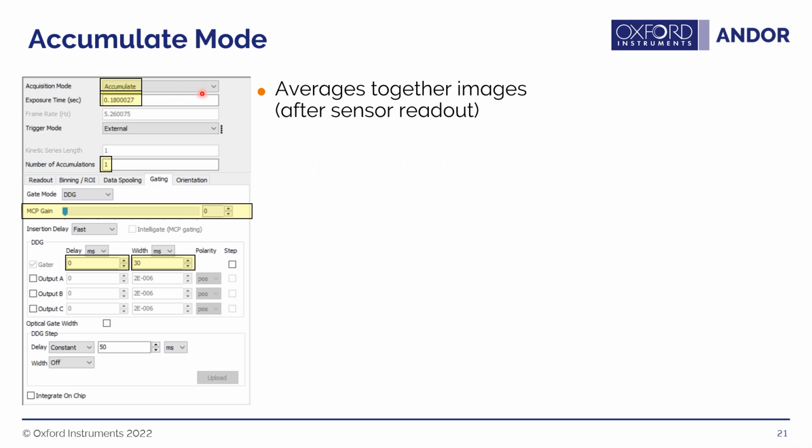So to set up this acquisition, you will change the acquisition mode to accumulate. You can adjust the exposure if you want, and you will want to change the number of accumulations from 1 to as many different images that you want to be averaged together. So again, I put a note here. This averages the images together after the sensor readout, so it's a post-processing effect.